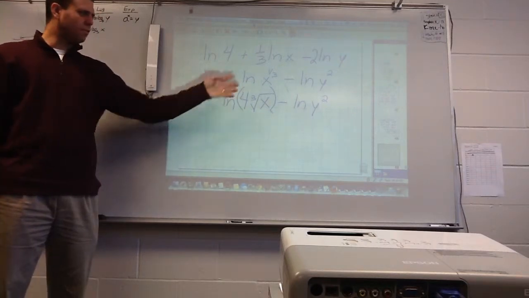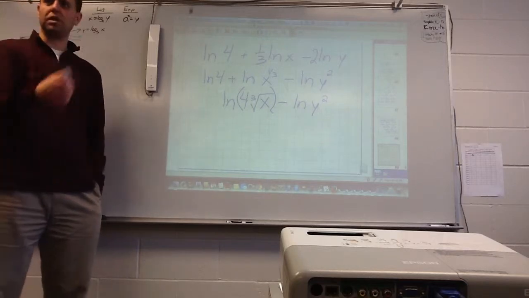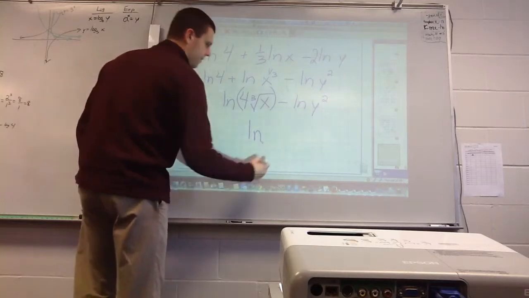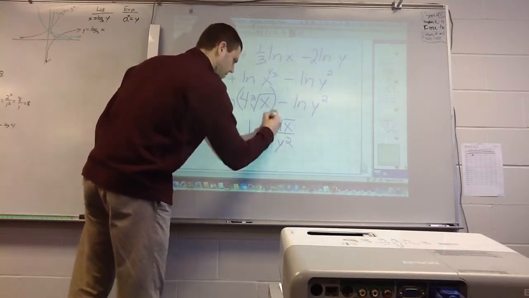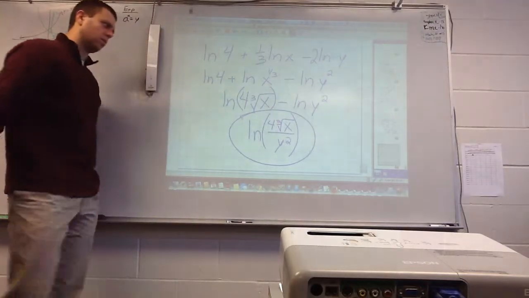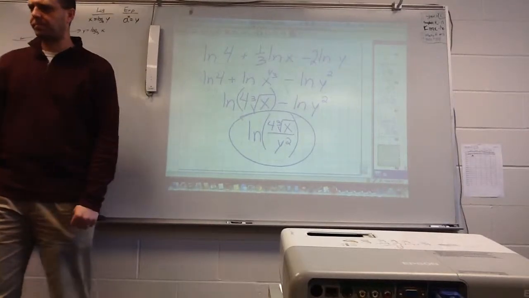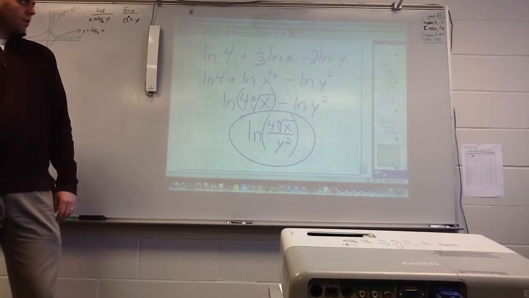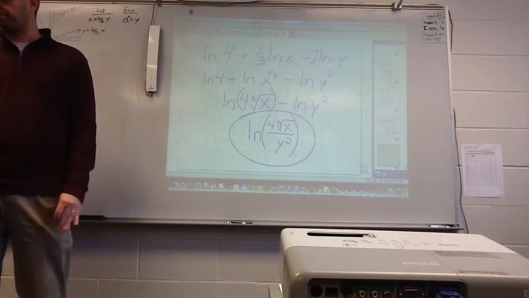Alright, we still have 2 logarithms. I want to get it down to 1 logarithm, okay? Because it's minus, we divide. So final answer is the ln of what? 4 cube root of x divided by y squared. Nice job, guys. Again, parentheses wouldn't be mandatory, alright? But sometimes it looks nicer when you put the parentheses there. Okay? So, there's condensing. That's it. Okay?